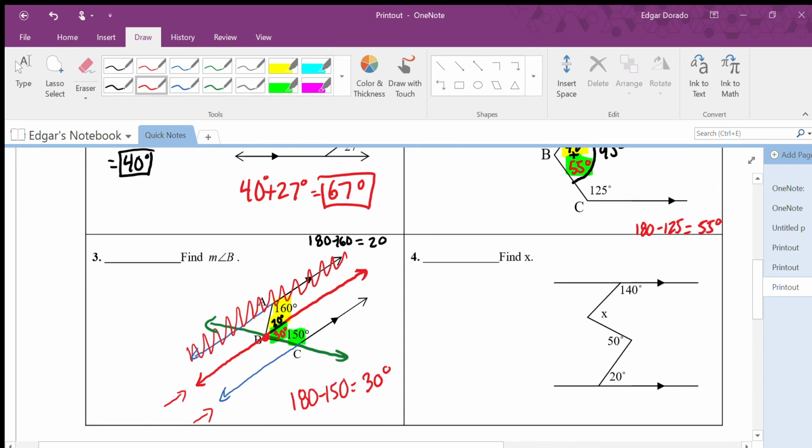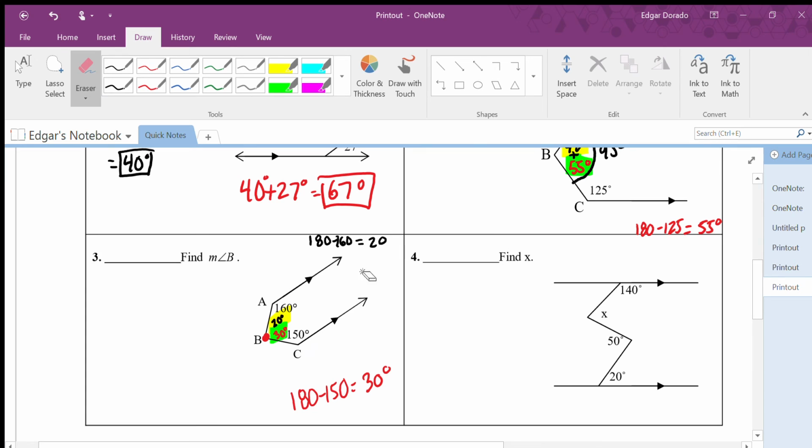Okay. Now I can clear everything away, and I have all the info I need. So angle B is made up of angle 20 and 30 degrees. So they will add up to be exactly 50 degrees. This is my final answer.